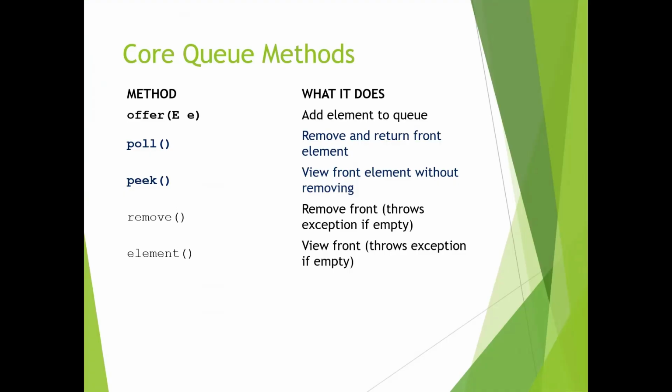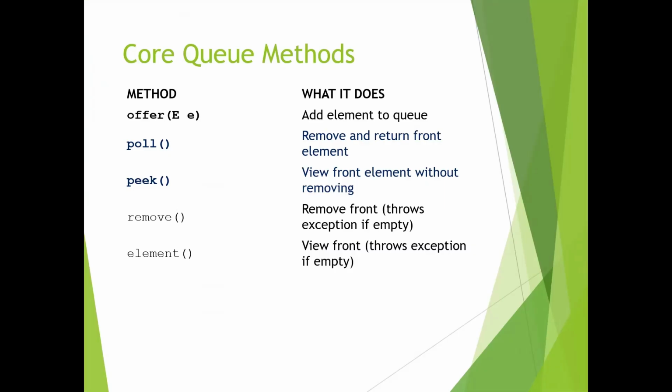Poll, on the other hand, you take a peek and you remove that element. So you're removing the element from the front. Offer is you add an element to the queue. So offer is basically the add method in the list interface. But with queue, you can actually still use the add method. It's just that the offer method is specific to the queue interface.